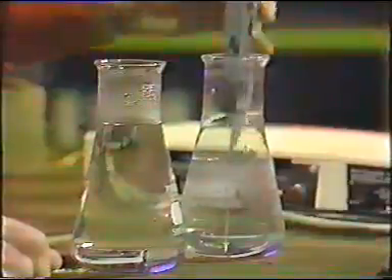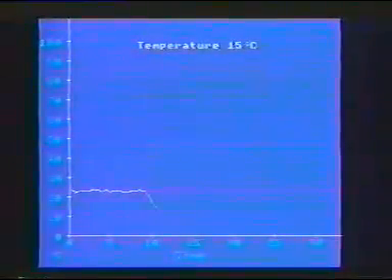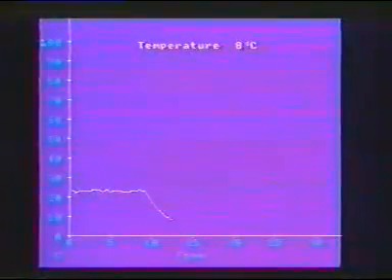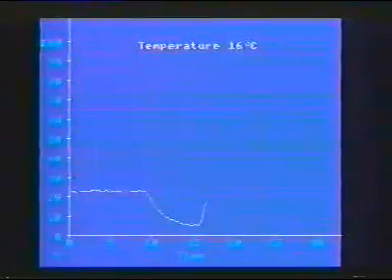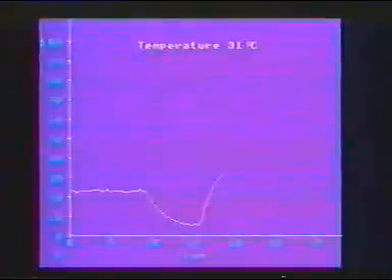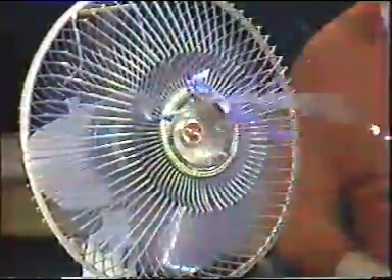We'll put it in some ice here. Immediately the temperature graph falls and the heater goes on. Put it in the hot water, get an immediate rise in temperature, the heater cuts off and the fan comes on. Well, John, how does it work?